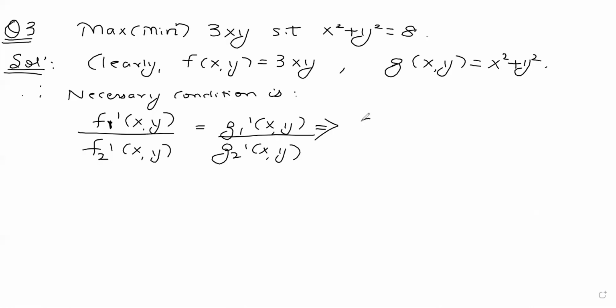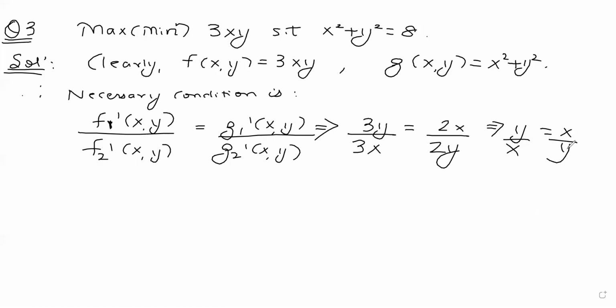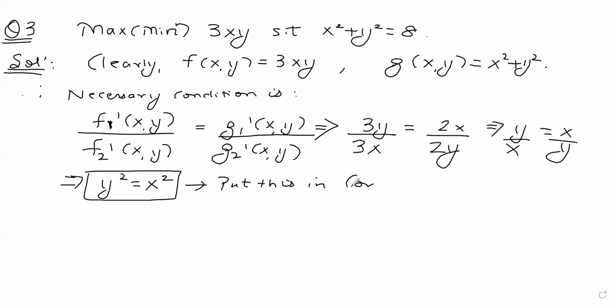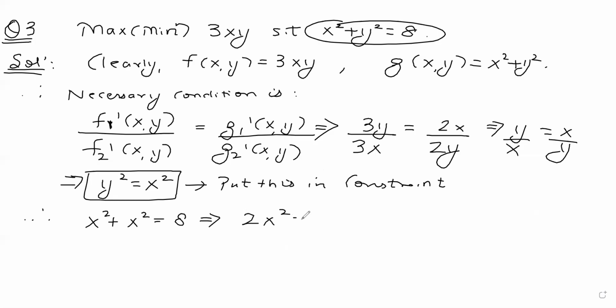What is f1 dash xy? 3y. What is f2 dash xy? 3x. What is g1 dash xy? 2x. g2 dash xy? 2y. So this implies y by x is equal to x by y, which implies y square equals x square. Now y square equal to x square, we can put this in the constraint. What is the constraint, guys? X square plus y square equal to 8. So x square plus x square equal to 8, which implies 2x square equals 8, which implies x square is equal to 4, which implies x is equal to plus minus 2.